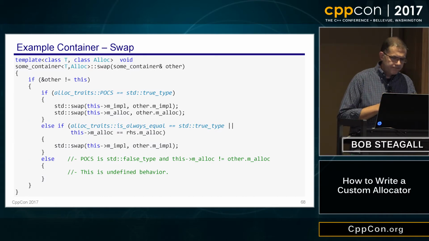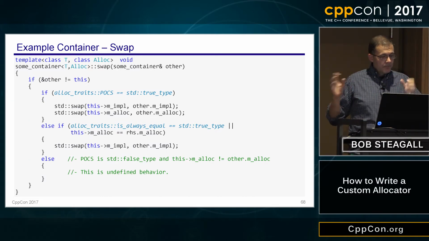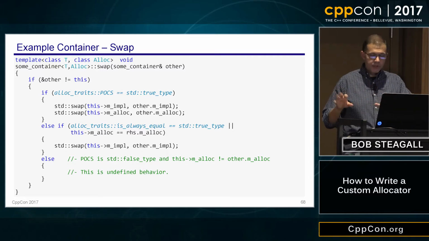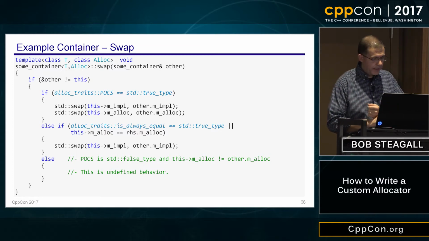Swap is also tricky. If propagate is set true, then I can swap my implementation, I can swap my allocator. If my allocator traits say my allocators are always equal, either by the value of the traits type or some runtime Boolean test, then I'll just swap my implementation. There's no need to swap the allocators.